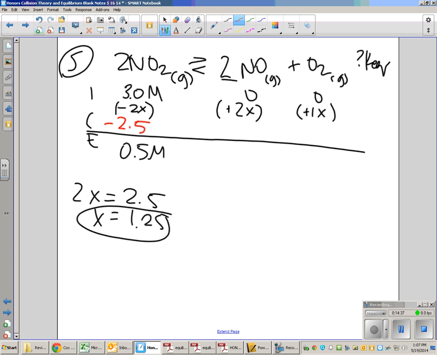How do you know it's 2.5? x times 2, right? We know what x is right here. So I'm adding 2.5 here. What am I adding here?